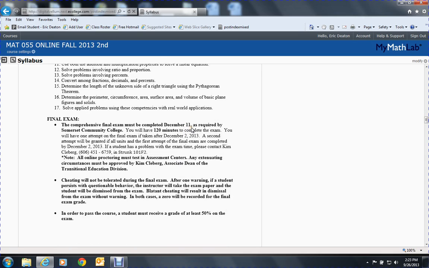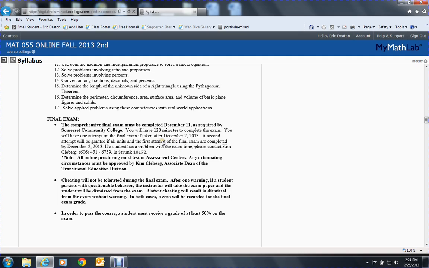December the 11th is the last day to take the final exam. You can actually take it earlier if you want to. The final exam is proctored. You must take it at a testing center at your college. If you can take it earlier, you can take it earlier if you complete all the units.